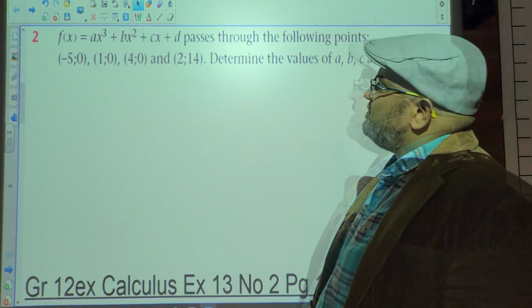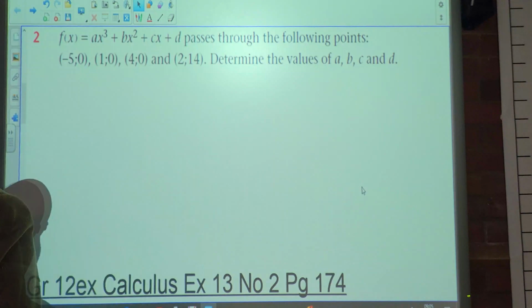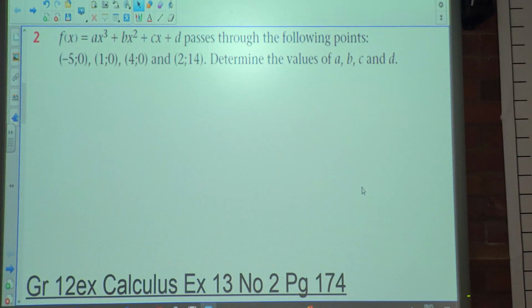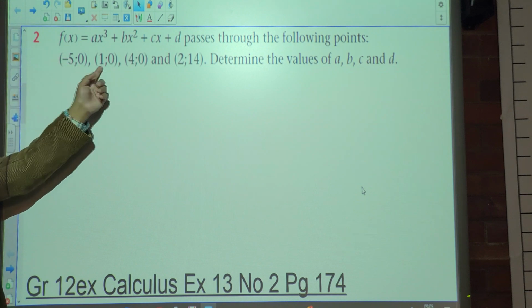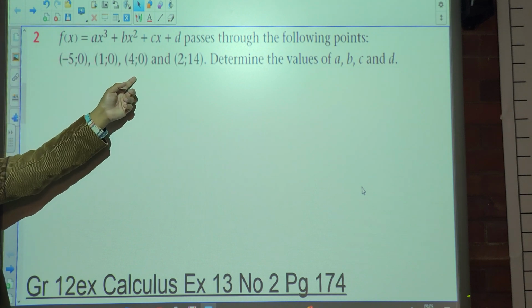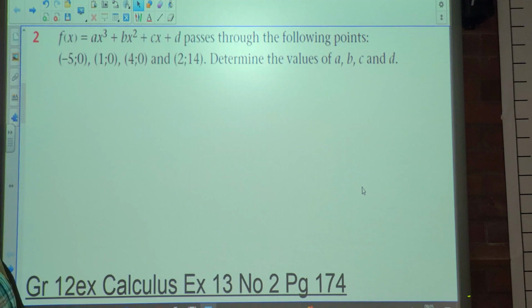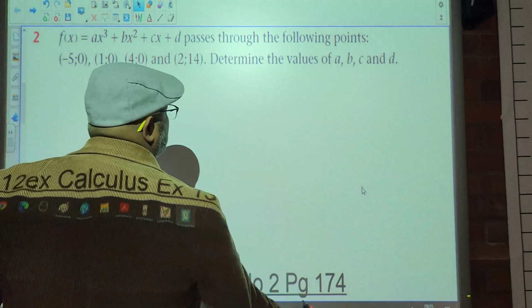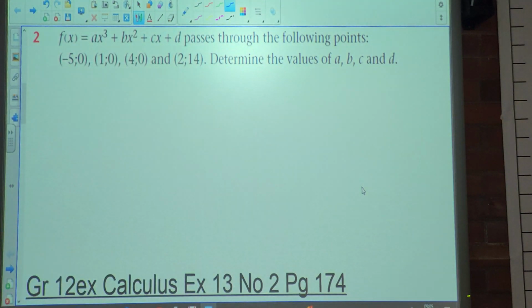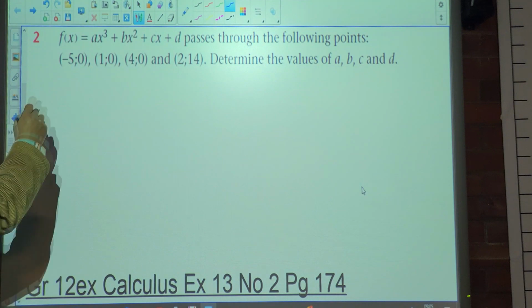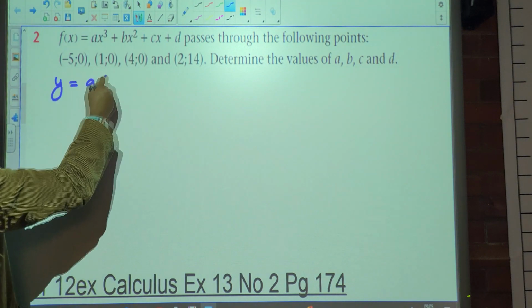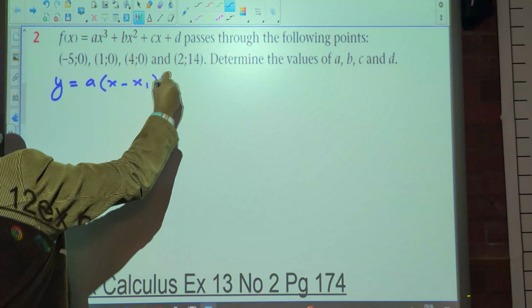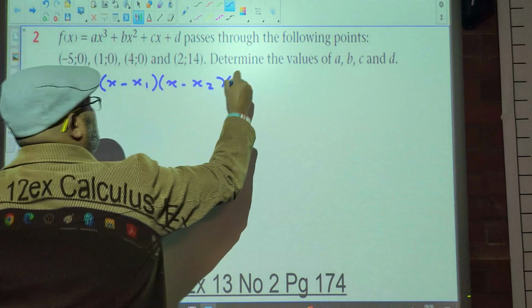People, in number 2, we are told f of x is equal to ax cubed plus bx squared plus cx plus d and it passes through the following points. What do you notice again? We have 3 x-intercepts and the graph is going through another point. Determine the value of a, b, c, and d. Very similar to the previous question, not so? What is the formula here? y is equal to a into x minus x1, x minus x2, x minus x3.